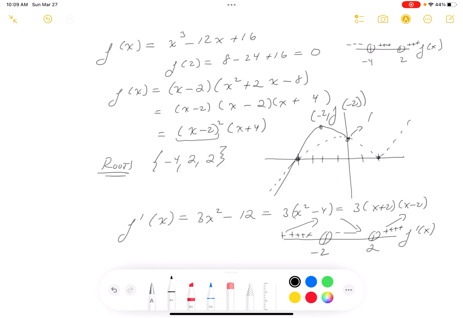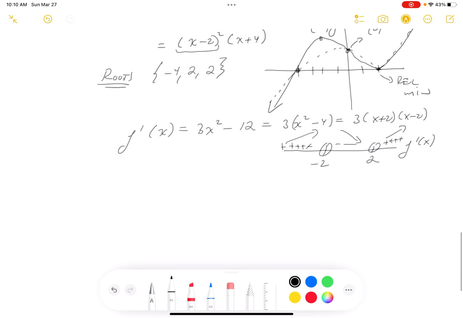This is the y-intercept, by the way, which is 0, 16. At 2, I get a relative minimum. All right, not bad. Relative minimum over there. Everything's coming into play. Let's keep going. Let's get that second derivative. 6x. So there's a point of inflection now at 0.